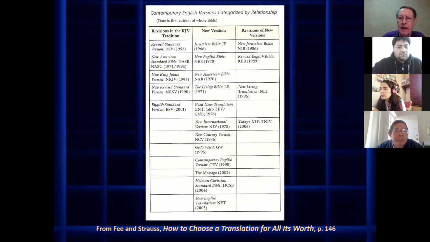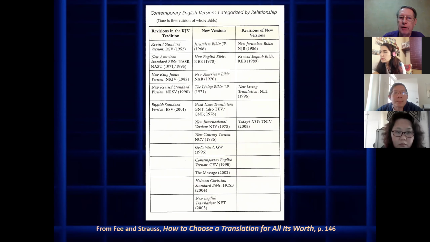And then in the right column, we have revisions of the new versions. So we have the New Jerusalem Bible, which is a revision of the Jerusalem Bible. However, I think it was yesterday, I came to find out that there is now a revised New Jerusalem Bible. So we would need another column on the right, revisions of revisions of new versions.